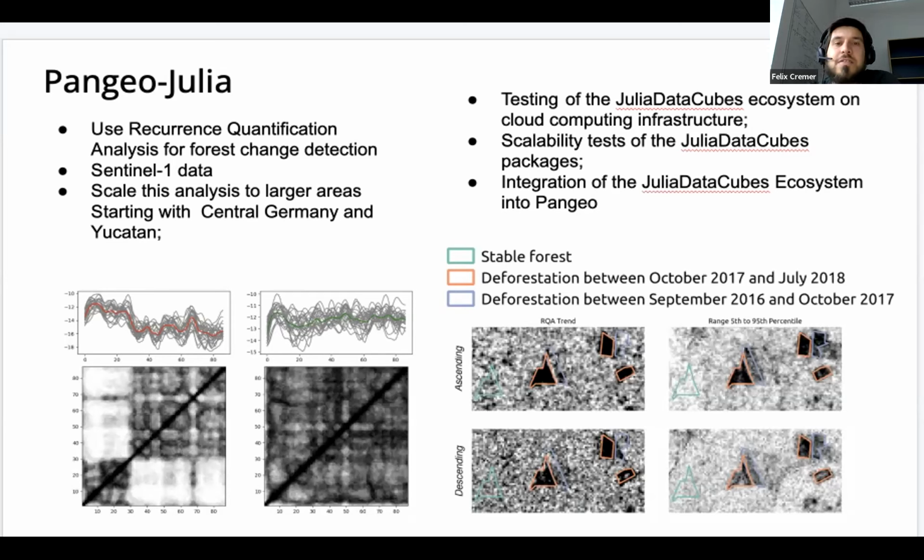Another idea behind this use case is to test the scalability of the Julia data cubes packages that we are developing for the access of large data, and also to test how well this scales on the cloud, and how we can integrate this into the Pangeo ecosystem as well. That's it.